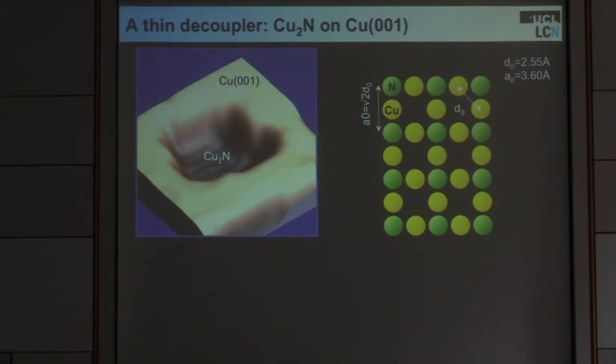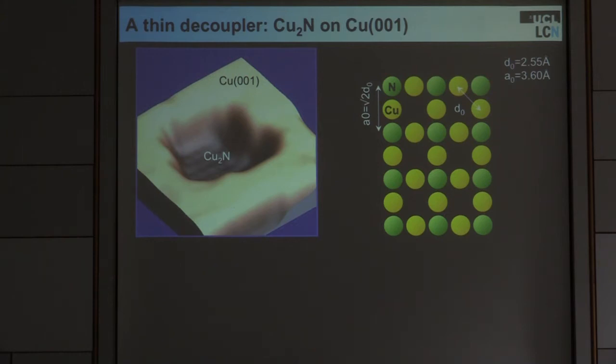You notice that it looks like a dip in the surface, so it looks like an indentation. The nitrogens and the coppers are actually coplanar, and remember, STM does not give you pure topography. It gives you a mixture of electronic structure and topography. So while this system is actually flat, what this is telling you is that the area with the copper nitride is much less conducting than the copper that's around it. So this is already a good indication that the electronic coupling that we'll get on top of this material is a bit less than it might be on the metal.